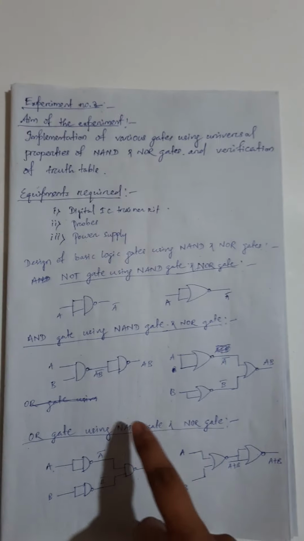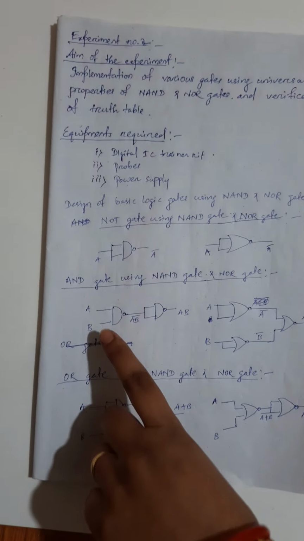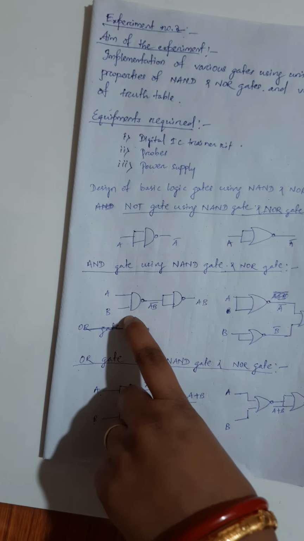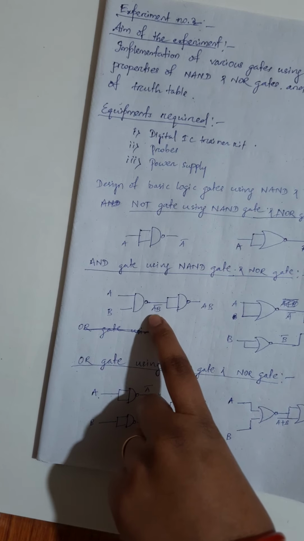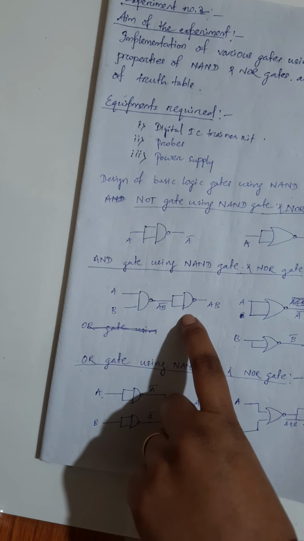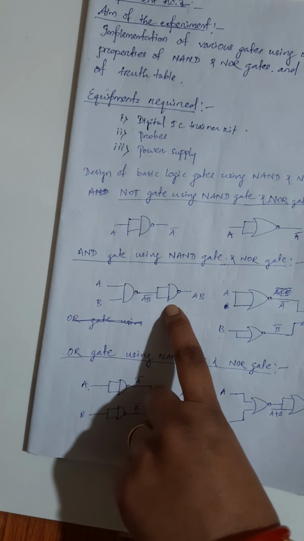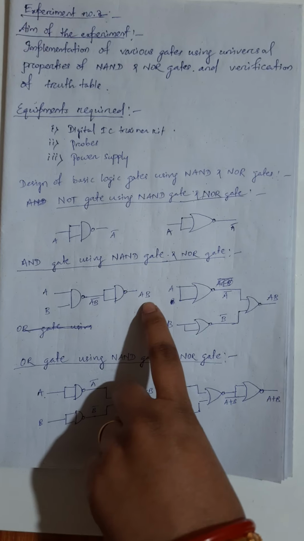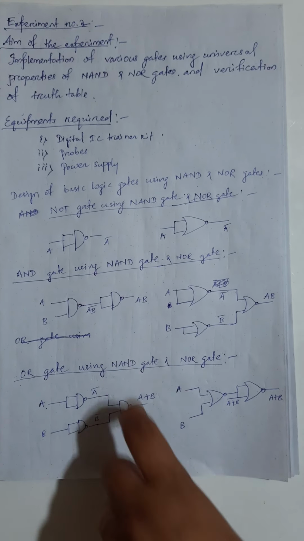Now we will see how we can design AND gate using NAND gate and NOR gate. Okay, if you are having two inputs A and B and you are having a two input NAND gate, then you are getting AB bar. If you give this AB bar to one NAND gate, meaning the same input you are giving to two different inputs of NAND gate, then you will get AB. That means that is AND operation.